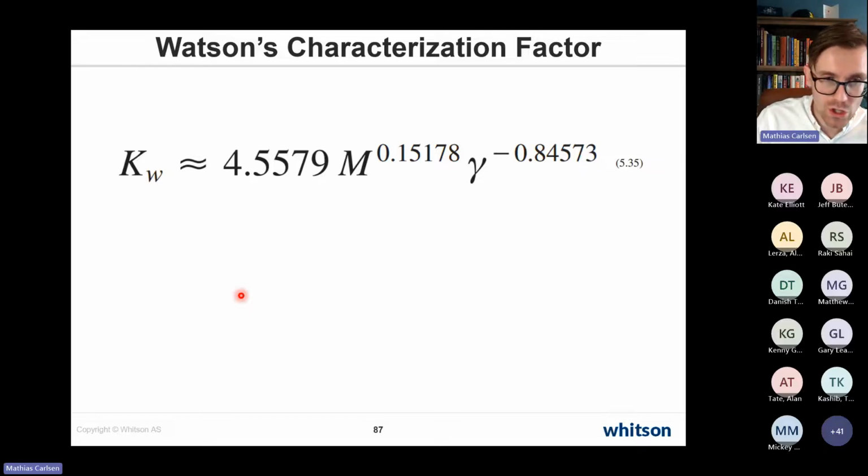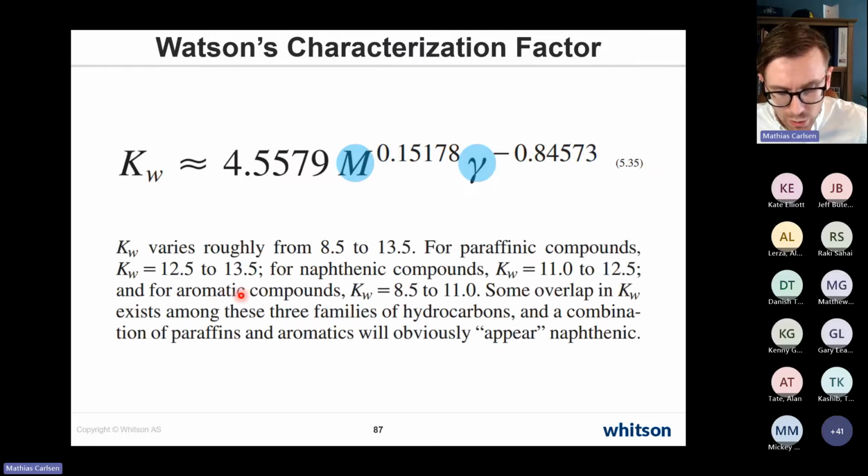that's called naphthenic. This is just the molecular weight of the stock tank oil and the specific gravity of the stock tank oil. You plug it into this formula, and it gives you a number between 8.5 and 13.5. For paraffinic compounds, the number is between 12.5 and 13. For naphthenic compounds, it's between 11 and 12.5. And for aromatic compounds, it's between 8.5 and 11. So there's some overlap in this number among the different families of hydrocarbons. And of course, a combination of something that's paraffinic and aromatic will appear as naphthenic, which is what you're dealing with in between there.